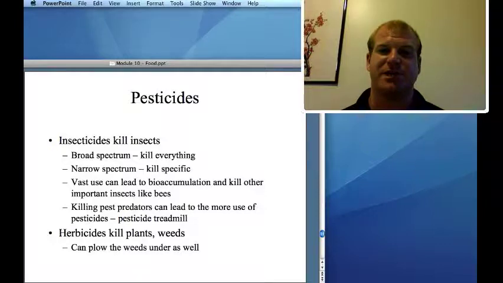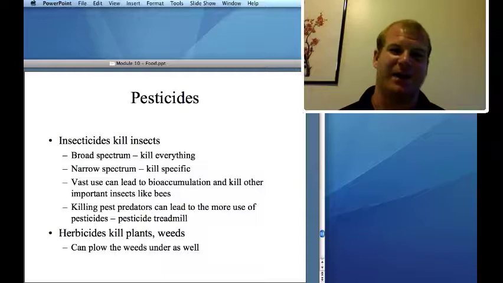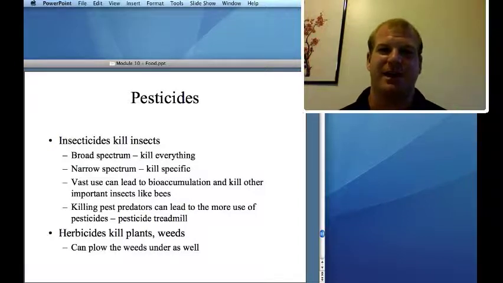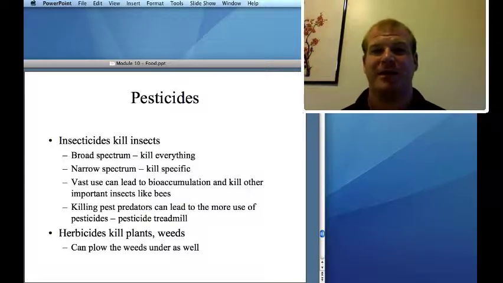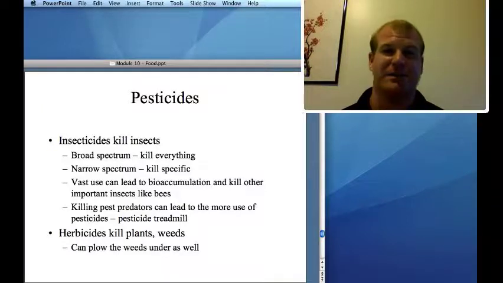Also the pesticide treadmill. So for instance, let's say I have a problem with some insects and I put down some pesticides, but then I might kill the helpful insects like praying mantises. The praying mantises eat other bugs, and then the next year I find out that I have an even worse problem. So what do I do? I add more pesticides. That's the pesticide treadmill.